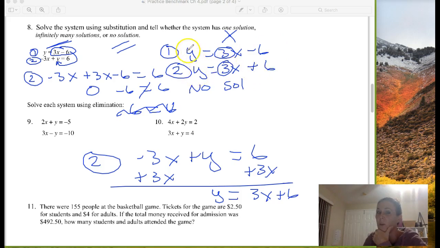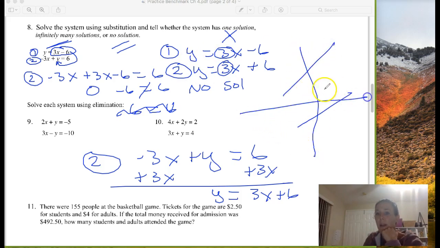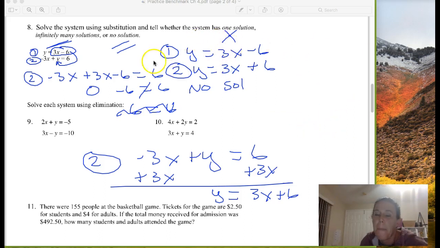So looking at these two equations in slope-intercept form, if I were to graph them, you can see they would be parallel. One would have a y-intercept up here at 6, and one would have one down here at -6, if that were actually a pretty graph. Okay. All right, so this has no solution. When you get a contradiction, no solution.